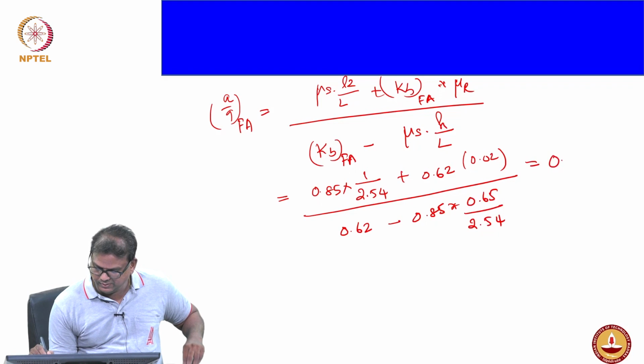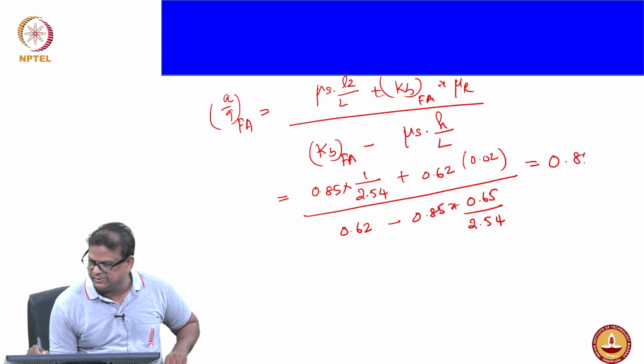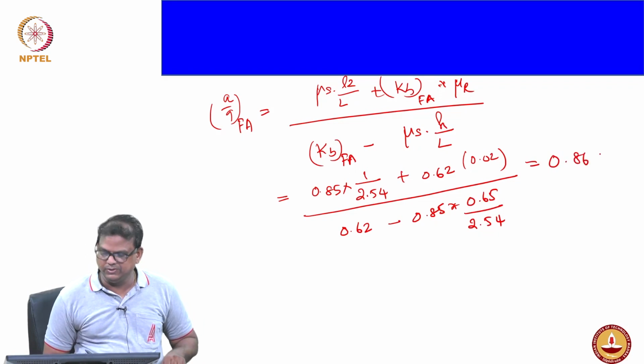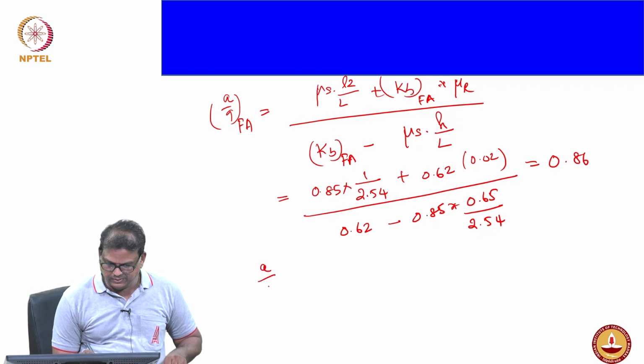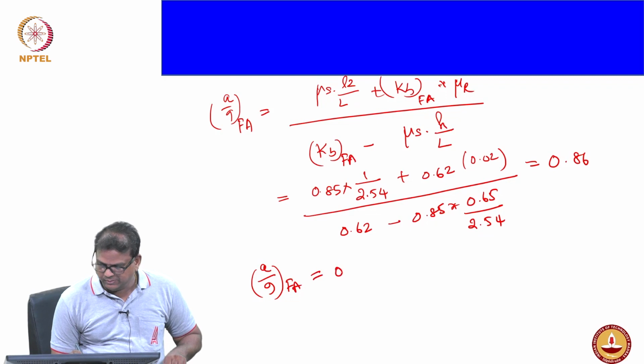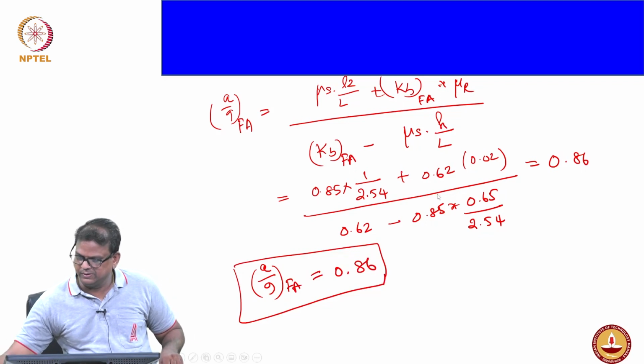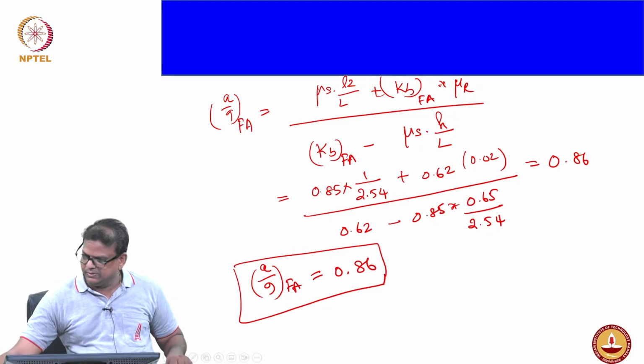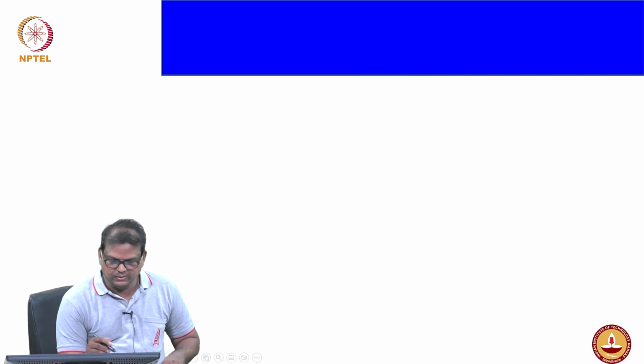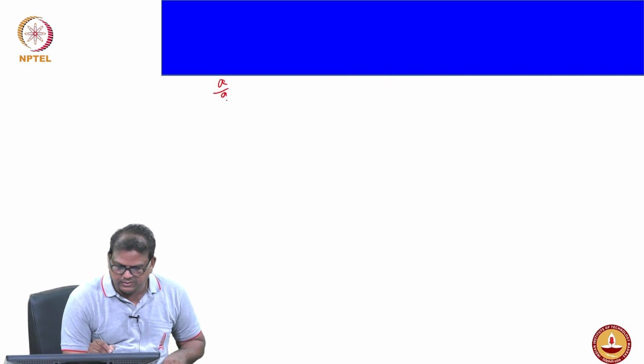It should be 0.86. This is the value you should expect. Your a by g for the front axle is 0.86. So already we got one value. Now a by g for the rear axle. This is nothing but your deceleration rate.